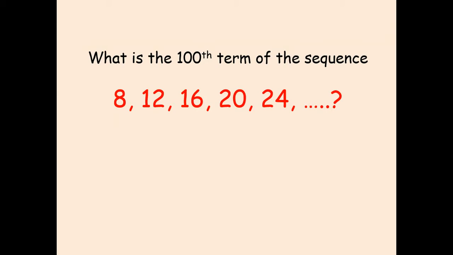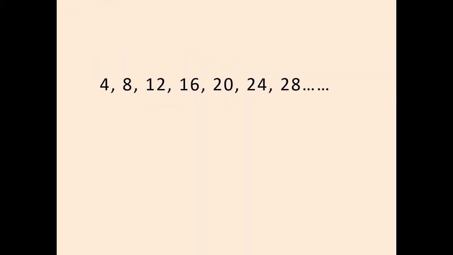So my first term is 8. To work out my second term, I add 4, it gives me 12. To work out my third term, I add 4, it gives me 16, and so on and so forth. I can keep on adding 4 until my 100th term, but that would be too long. So to do this in a shortcut way, we can work out what our nth term rule is. Okay, so how can we work out what our nth term rule is?